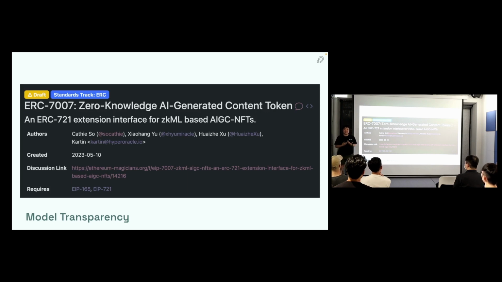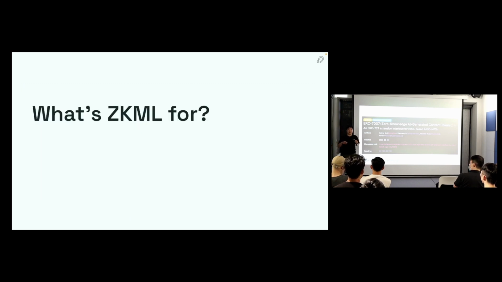Okay, so this is an ERC that I wrote. Basically, it is saying that we can have transparency of machine learning models if we encode it in ZK, right? And we just submit the proof or the trace to the blockchain.